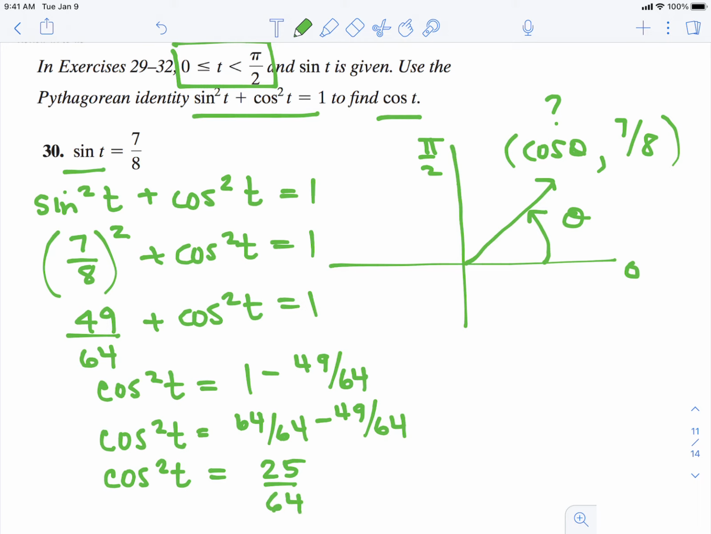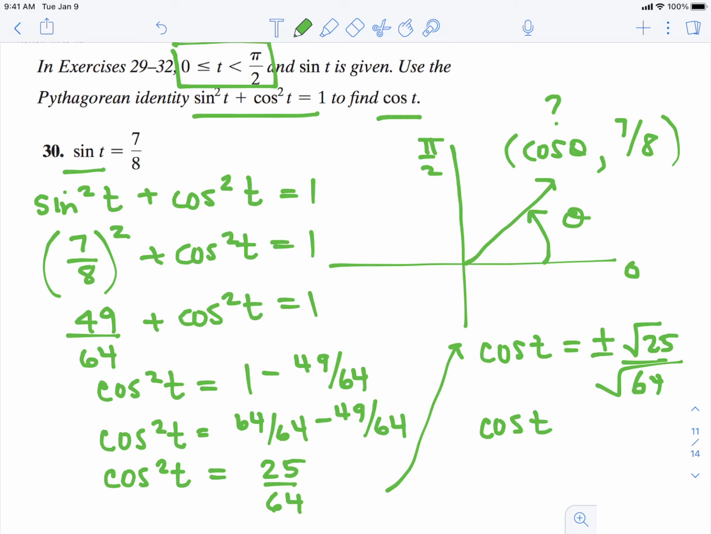Now we need to undo that cosine squared. So to undo a squared, we're going to square root both sides. And then what we get on the right side, since those are both nice perfect squares, we get 5/8. And then we have to choose the appropriate sign. Is it a positive or a negative? Well, in quadrant 1, the cosine, the x value, always has to be a positive number.